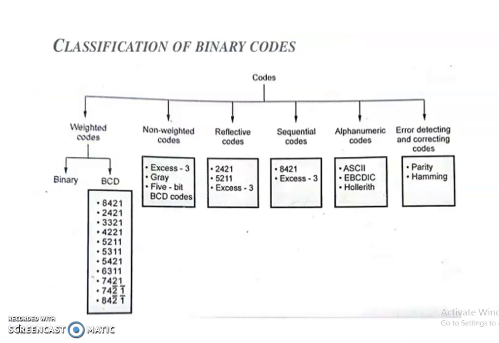Now we discuss the classification of binary codes. The binary codes are divided into 6 types, that is weighted codes, non-weighted codes, reflective codes, sequential codes, alphanumeric codes and error detecting and correcting codes. Now first we discuss weighted codes. The weighted codes are divided into 2 types, that is binary and BCD. So what happens in weighted codes? Weighted codes are codes that obey the positional weights principle.